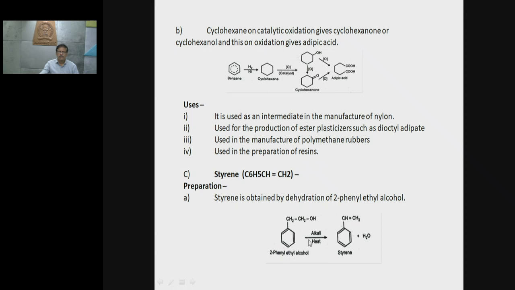It is heated in the presence of alkali. So there is a removal of water molecule, that is OH from this carbon and H from the carbon which is attached to the ring. So the carbon attached to the ring loses hydrogen and the other carbon loses the OH group. So there is a removal of H2O and formation of styrene.